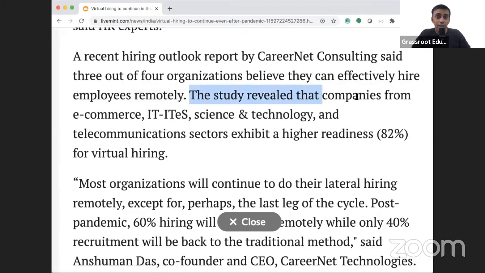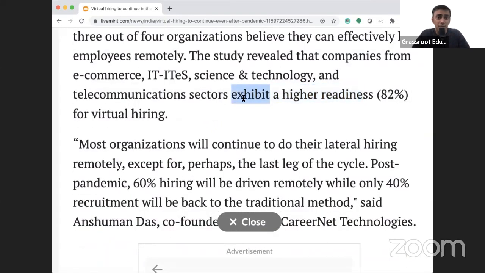The study revealed that companies from e-commerce, ITES, science and technology, and telecommunication sectors exhibit a higher readiness. What do you mean by exhibit? Exhibit a higher readiness for virtual hiring. So these companies are readier compared to others.